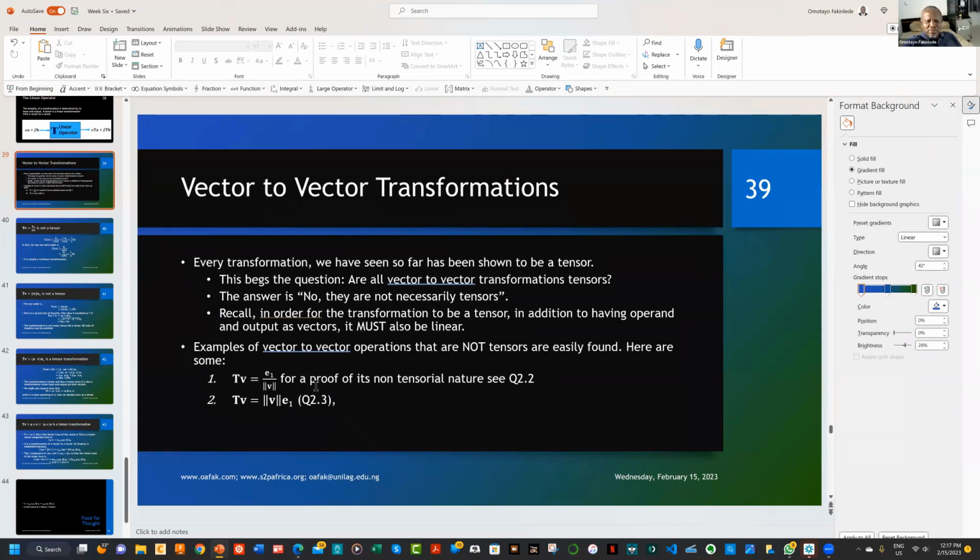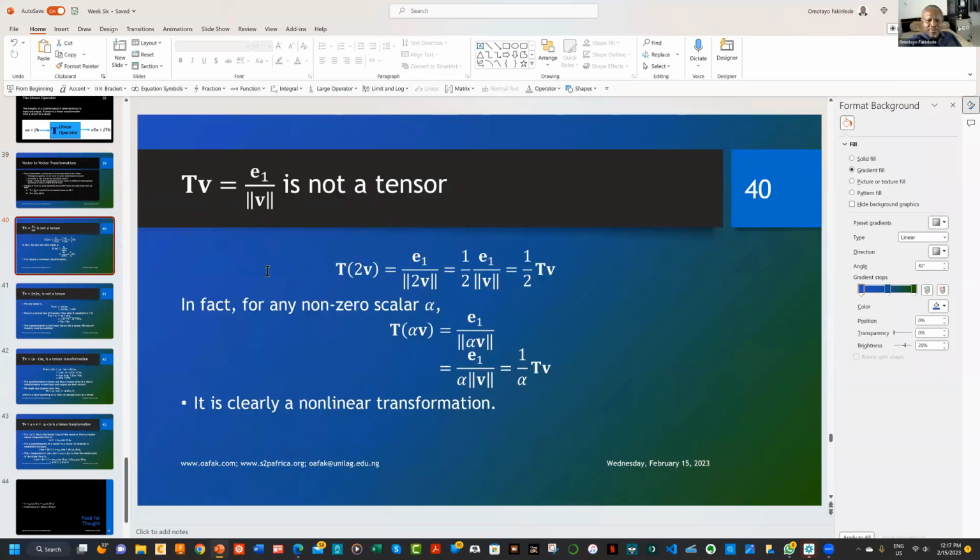Examples of vector-to-vector transformations that are not tensors are easily found. Here are some examples. The transformation T(V) = E1 over the modulus of V transforms the vector V to a vector that has the inverse of the modulus of V as its value. It is not a tensor transformation. This is equation 2.2, and this is equation 2.3.